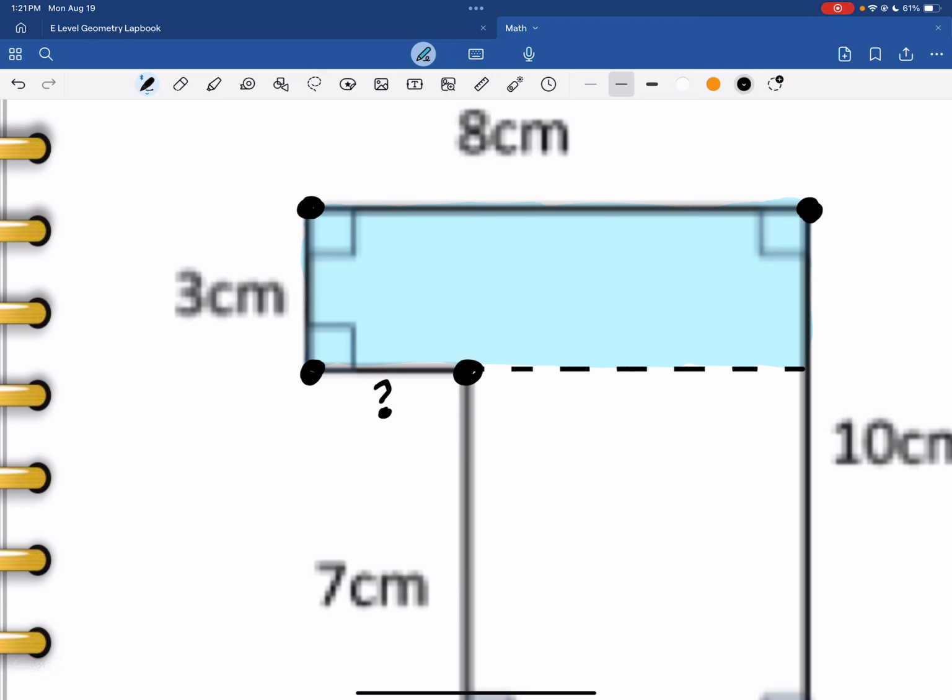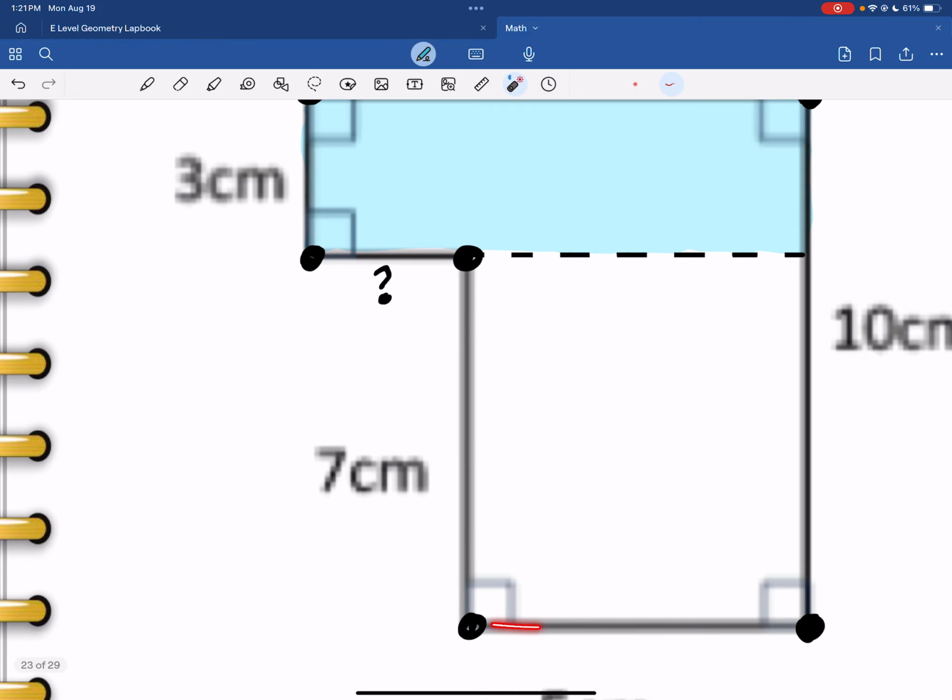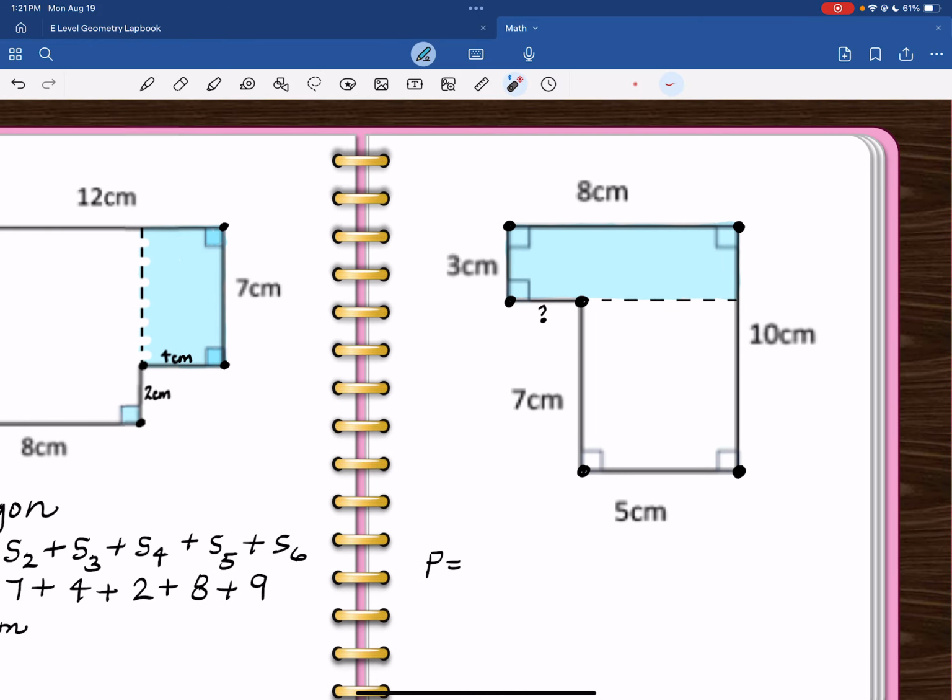So, to do that, I'm looking at things that go the same direction. So, I know that I'm looking at this one compared to this one compared to this one. And let me do that again. I'm looking at all of the ones that are parallel. There's 8, the unknown, and 5. So to get that unknown, I can do 8 subtract 5.